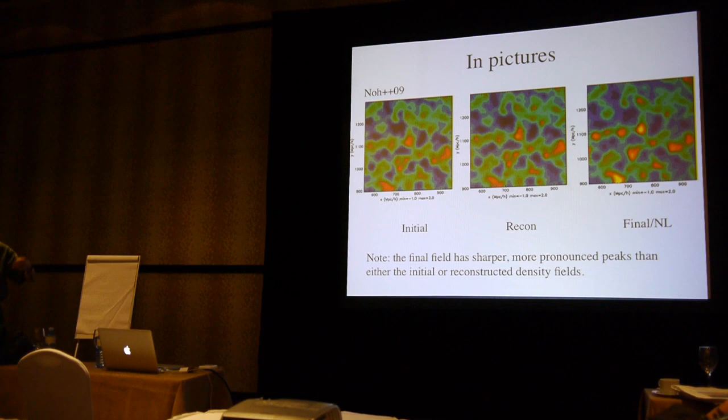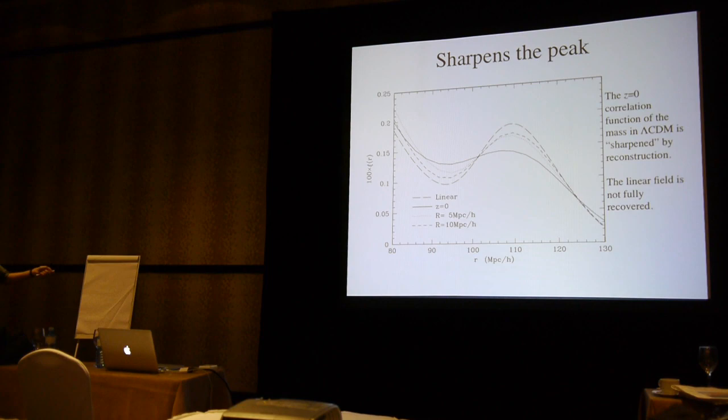You can see the peaks are in the same place here, but notice the density contrast here was quite high, and it's been reduced, so this is clearly much closer to these initial conditions than the final field that I started with, right? So the final field has much sharper, more pronounced peaks than either the initial or the reconstructed density field. So it's clearly doing something to undo the nonlinearity. It's doing something correct.